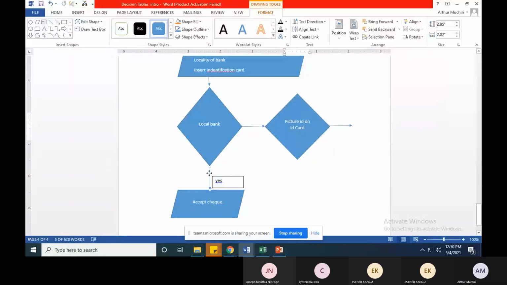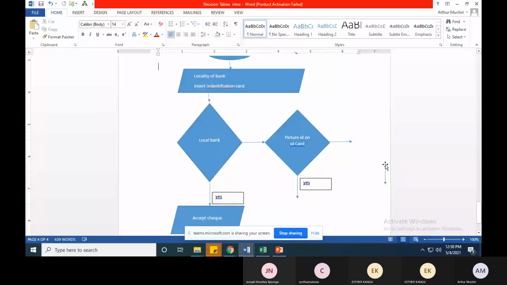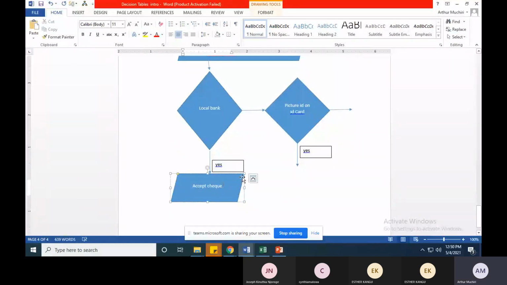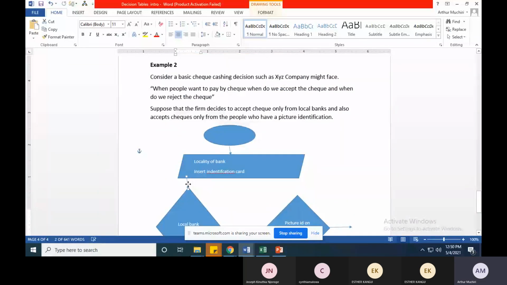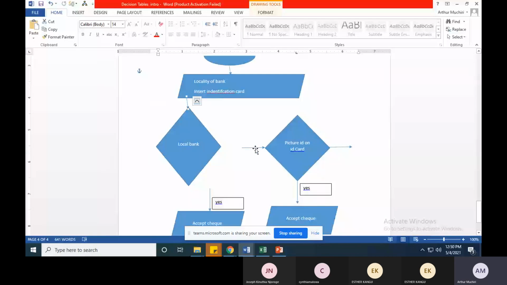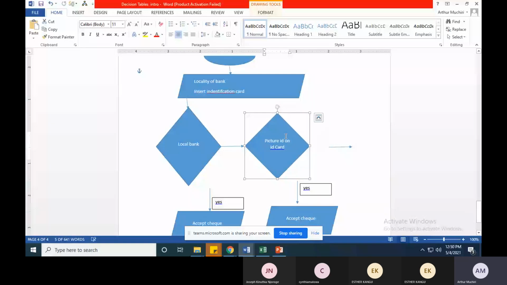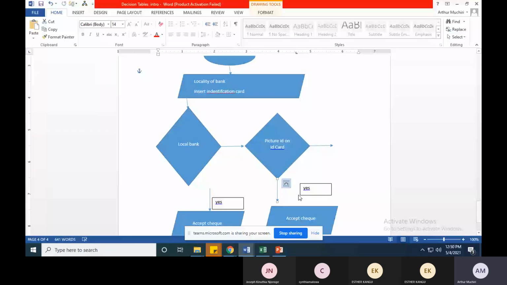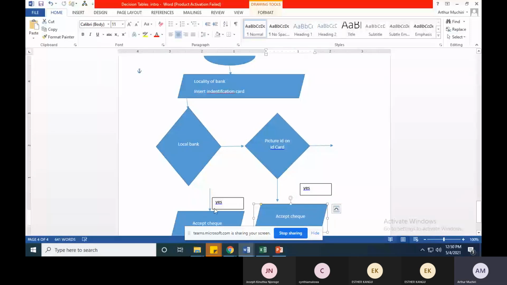So if yes, what will happen? Accept check. That is, if you have another picture ID. The program is not as easy as you think. When I look at it, because also we need to check. There's something else we need to check. It will also check whether somebody is from the local bank, and also maybe he has a picture ID on it, will it also accept yes? So just a minute.